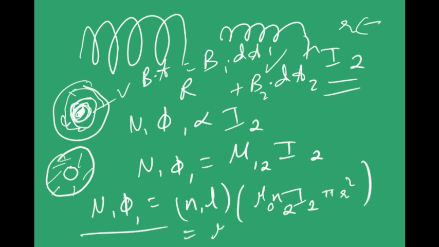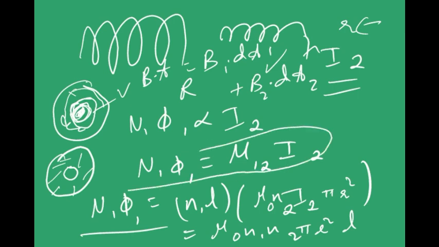I can write this as mu naught small n1 small n2 pi small r square and what else, capital length. That's it. Okay, so observe this equation and observe this equation. On the LHS you have capital N1 phi 1. Here you have something else. So by these two equations you can say that M12, mutual inductance of 1 with respect to 2, is mu naught N1 N2 pi small r square L.